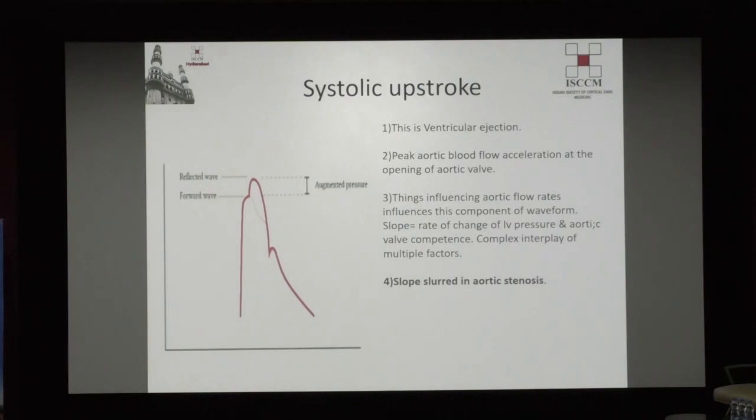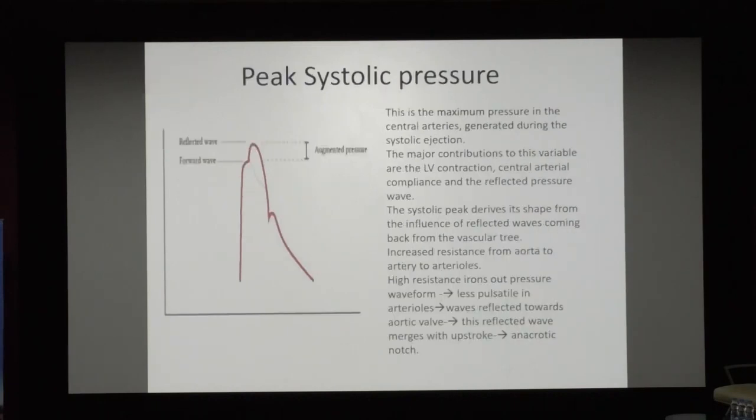Now, obviously, the things that influence the aortic flow rate influence the component of this waveform. The slope of the waveform is directly related to changes in the LV pressure and the aortic valve competence. So, this slope is slurred in aortic stenosis. Now, peak systolic pressure is the maximum pressure in the central arteries generated during the systolic ejection. The major contributions to this variable are the LV contraction, central arterial compliance, and the reflected pressure wave.